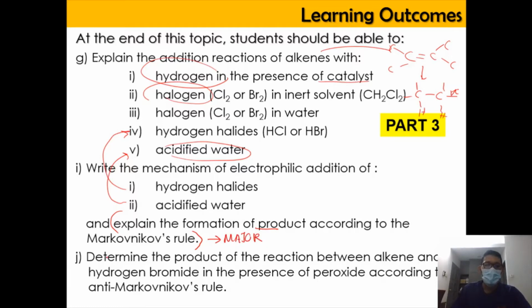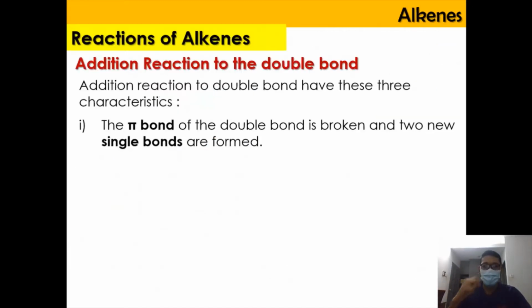Also, by the end of the video, we're going to see the product of the reaction between alkene and hydrogen bromide in the presence of peroxide, where this is going to be the anti-Markovnikov rule, which is the reverse of the Markovnikov rule that we're going to learn in this part. Okay, so this is the rough idea. So without any further ado, let us start.